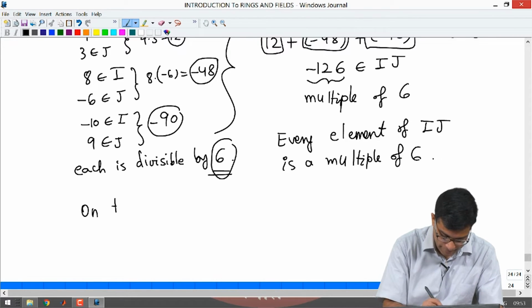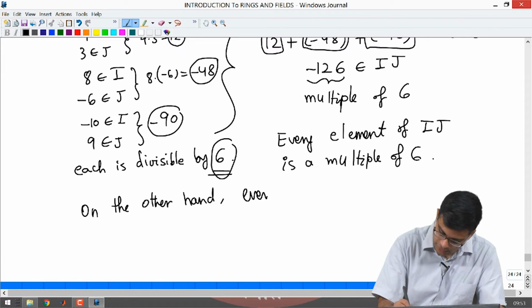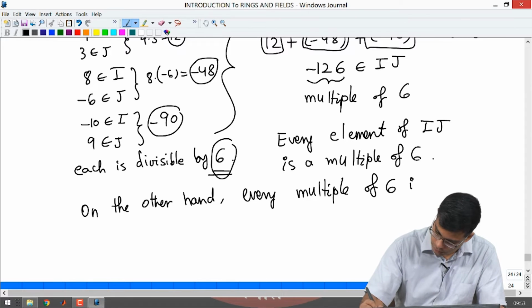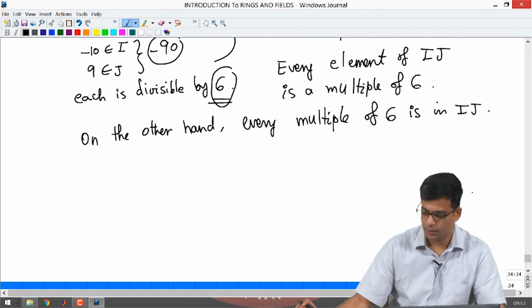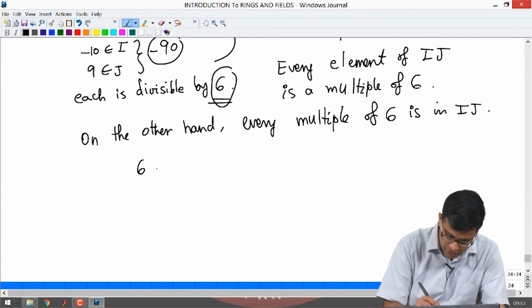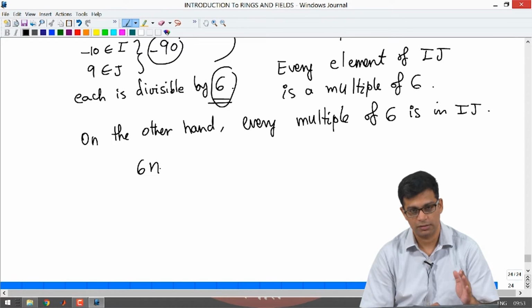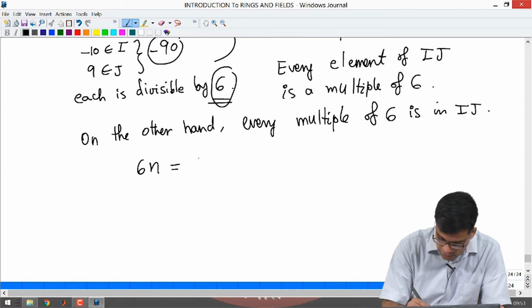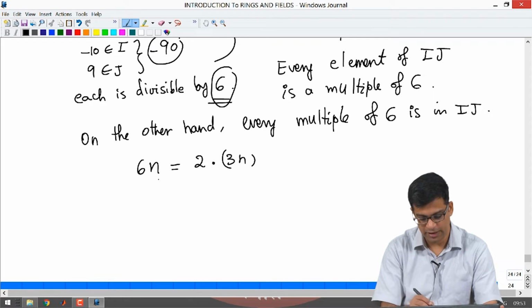On the other hand, every multiple of 6 is in IJ. This is actually much easier. Every multiple of 6 is in IJ. Why is that? What is a multiple of 6? Multiple of 6 is of the form 6 times n, right. It is something times 6. 6 times n can be written as, for example, 2 times 3n, right. 6n is 2 times 3n.